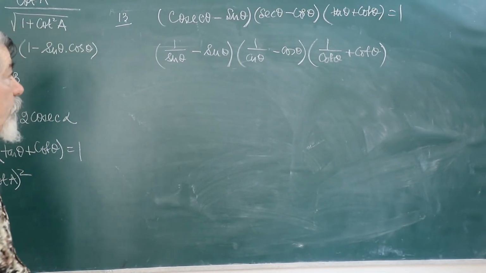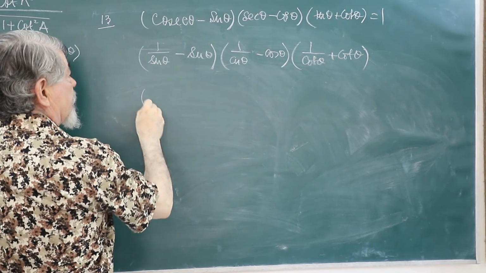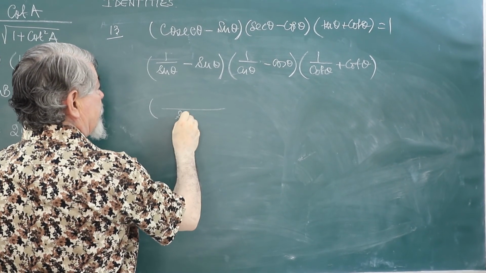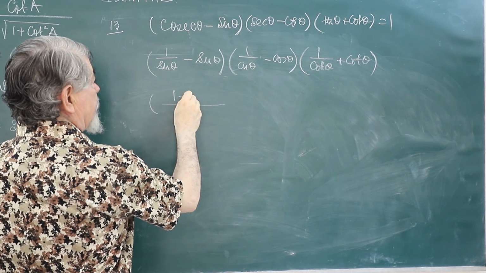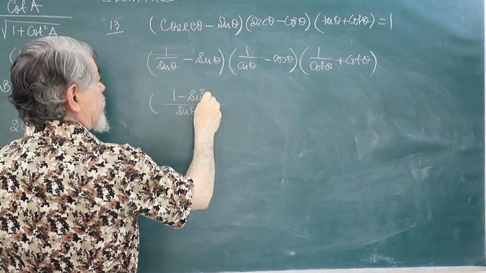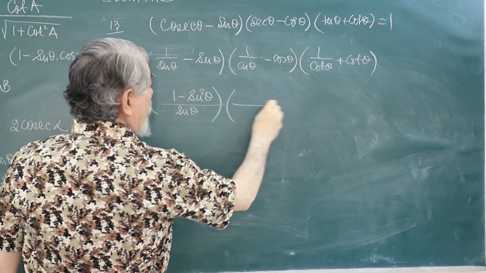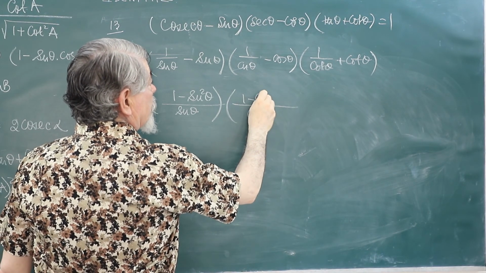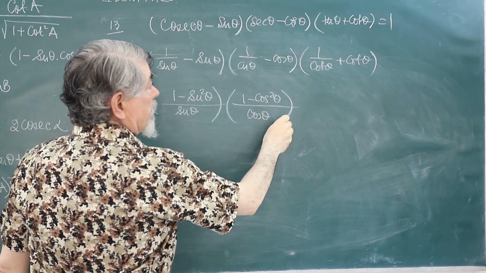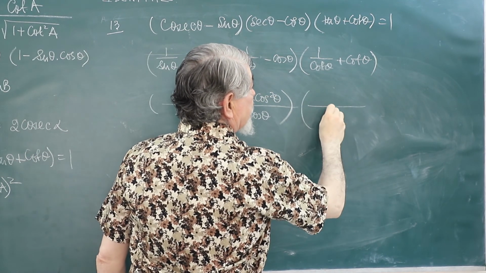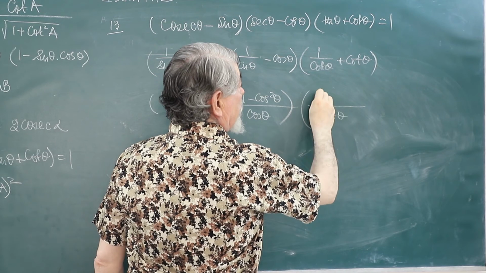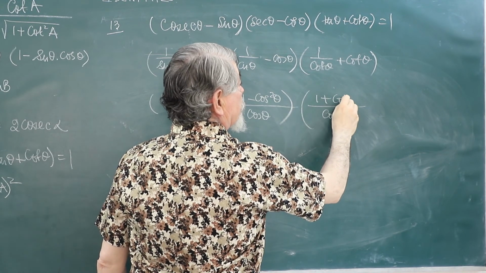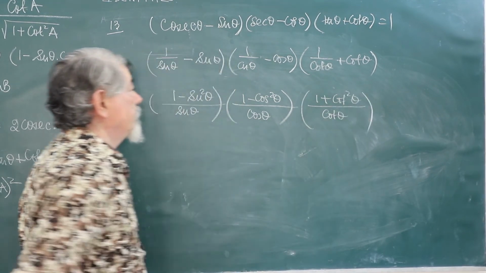So when I take the LCM, what will happen? All three brackets will have three different LCMs. It is sin theta, and 1 minus sin square theta. Cos theta will be the LCM here, and it will be 1 minus cos square theta. Here cot theta will be the LCM, and it will be 1 plus cot square theta.